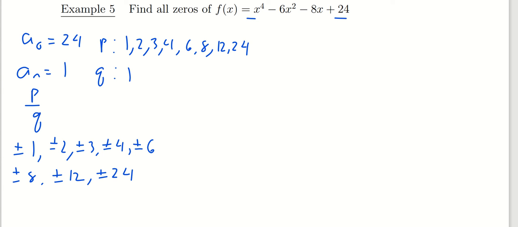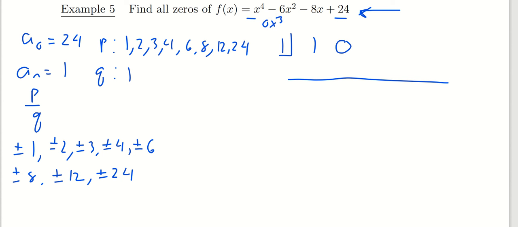Let's now go ahead and test to see if any of these is a zero. Let's start with positive 1. Now be very careful here. This is something that came up in the last section, but when we want to do synthetic division, make sure you write out your dividend polynomial with all of the coefficients in decreasing order. Notice that this polynomial does not have an x cubed term, so it's 0x cubed, and we do need to put that 0 in our line over here. So x to the fourth, x cubed's coefficient, then x squared's coefficient, then x, and then our constant term. Let's begin.